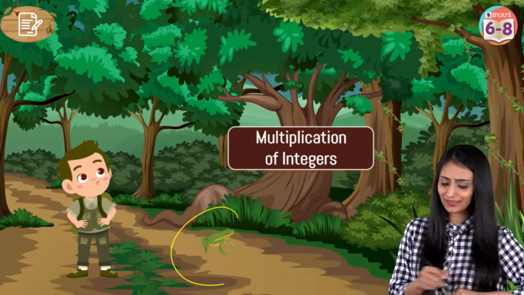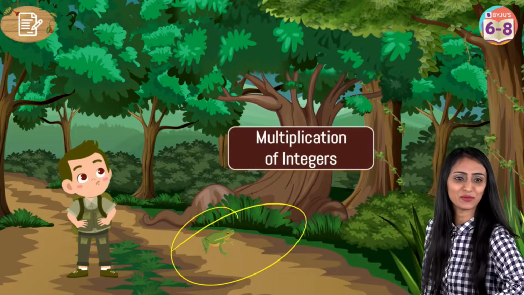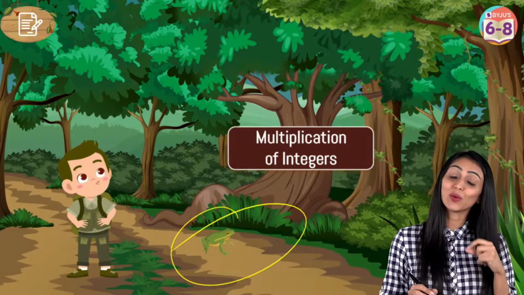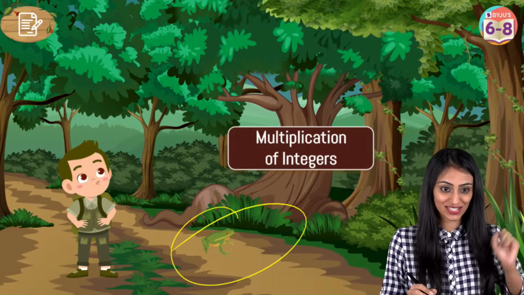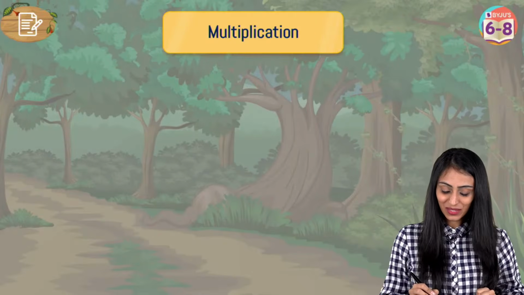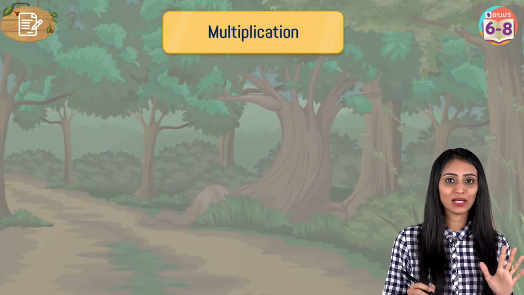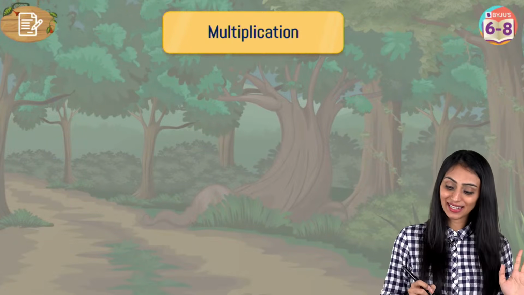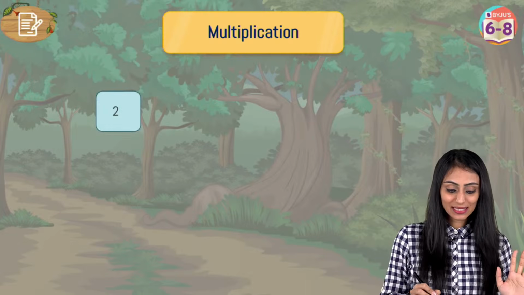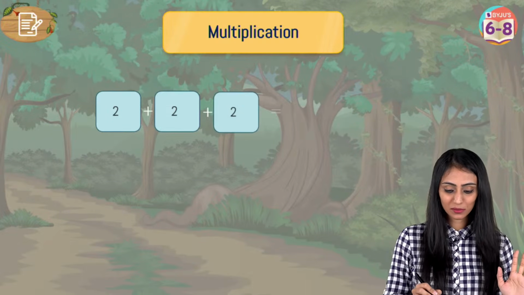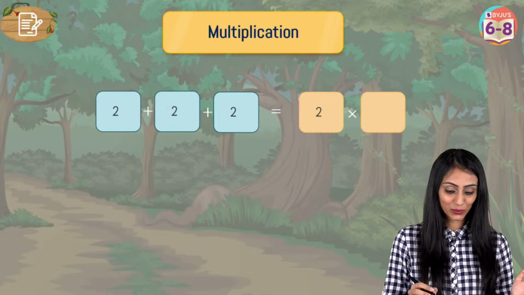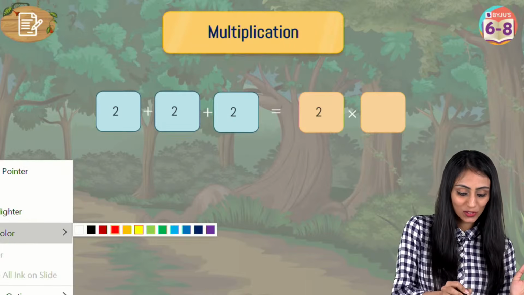By the way, what is this frog doing here? Well, we will see that this frog is actually going to help us to learn multiplication of integers. Maths is a very simple and interesting language, isn't it? You can see here 2 plus 2 plus 2. You all say, ma'am, we all know how to do it. 2 plus 2 plus 2 is going to be 6.